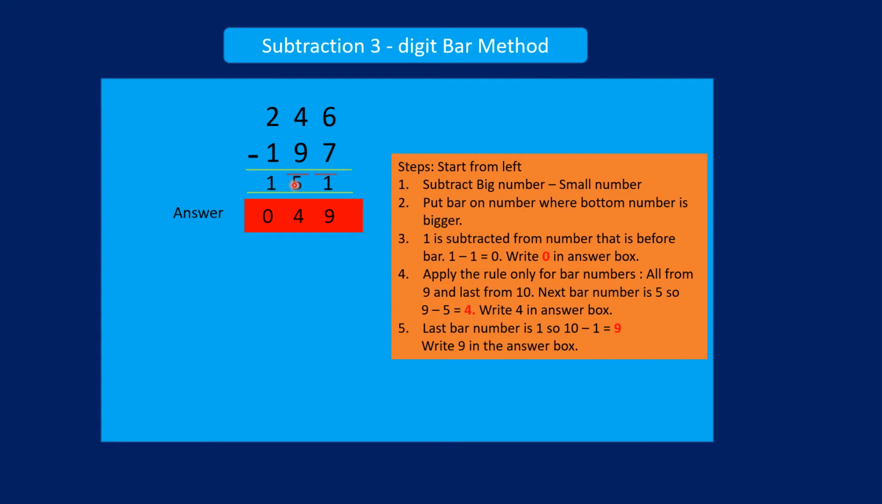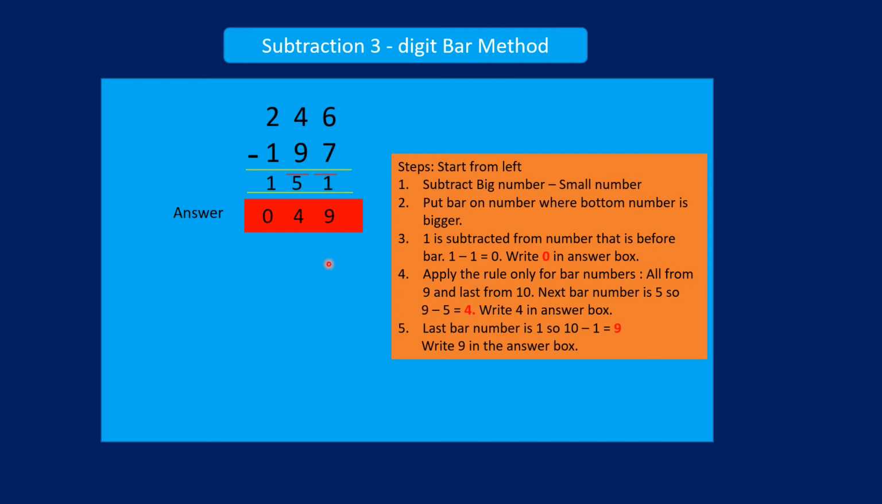Now for bar numbers, we apply the rule: all from 9 and last from 10. So 9 minus 5 is 4. You write it in the answer box. And the last number here with the bar is 1. So you do 10 minus 1, 9. So 49 is your answer.